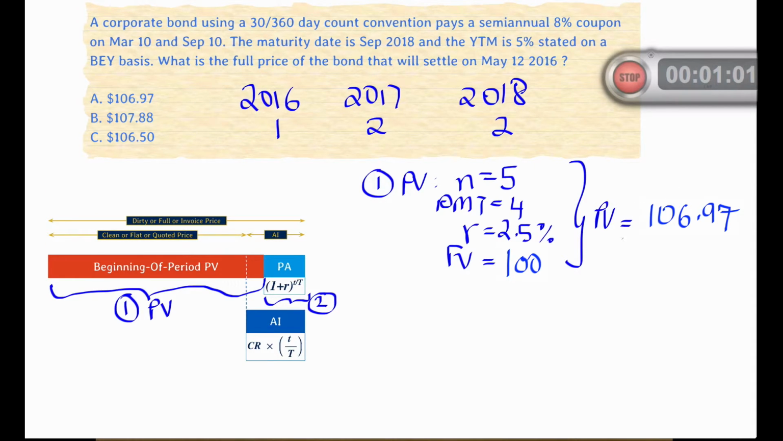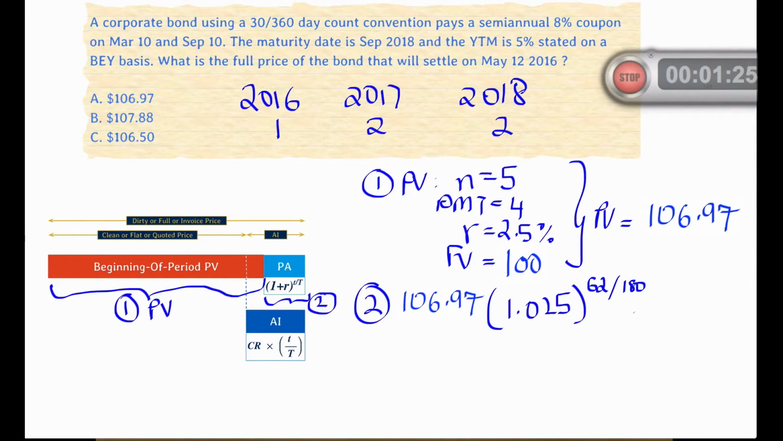Now the next step, of course, is to adjust this by multiplying it with the period adjustment factor, which is 1.025, raised to the number of days. Now note that there are 2 months and 2 days that have elapsed since the last payment. So based on the 30-360 day convention, that's 62 days of 180. We put this into our calculator and we get the total dirty, full, or invoice price as 107.88, which would make B the correct answer. So you can see, once you have the graphic in mind, breaking down the problem into its component parts becomes a whole lot easier.